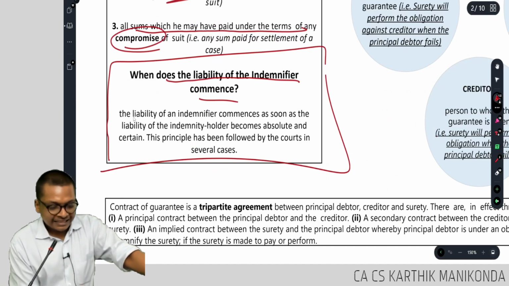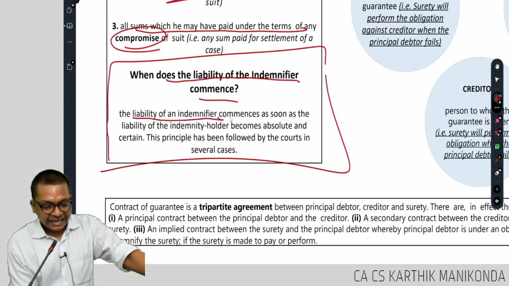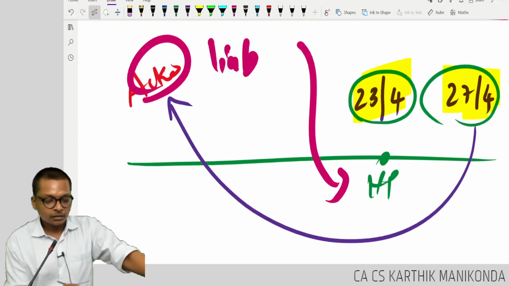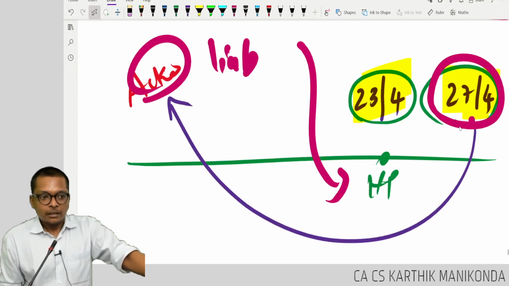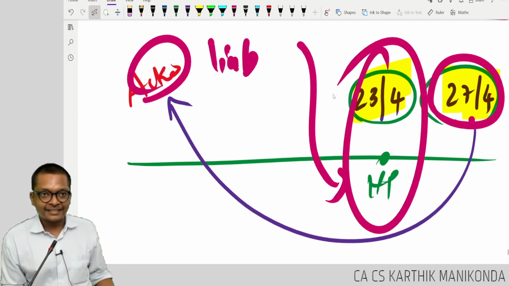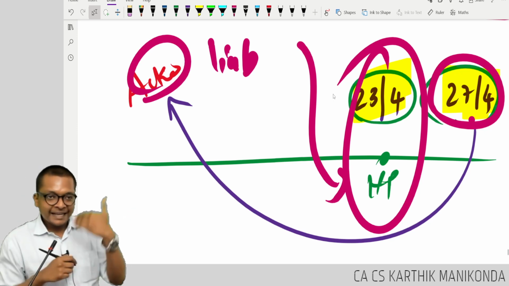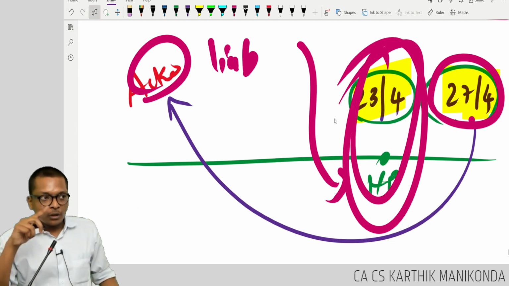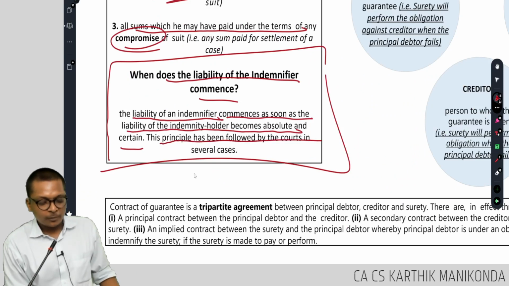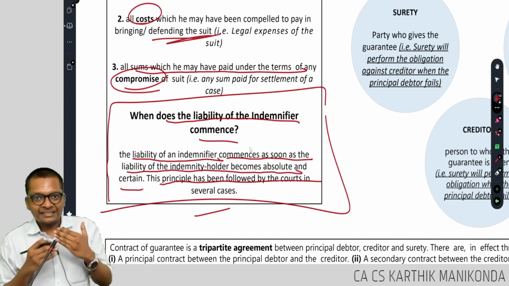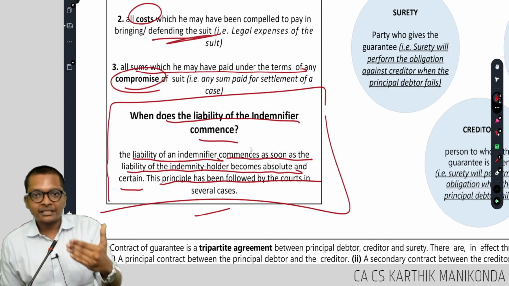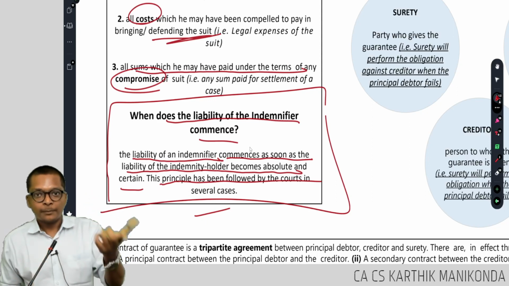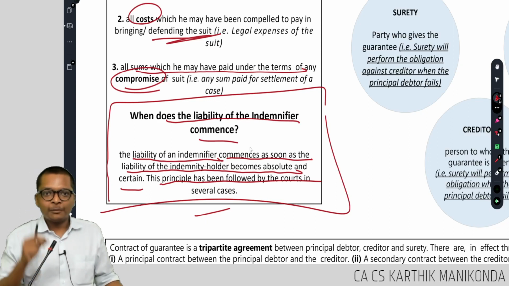Look at this. The liability of an indemnifier, ACO, commences as soon as the liability of the indemnity holder becomes absolute and certain. Meaning, I might have filed the case now, but my liability is certain on the day of the accident, 23rd April. I will pay late only, but when is the liability created? It is created and accrued on 23rd April itself, even though the claim was filed on a later date. This principle has been followed by courts in several cases. Why this principle? Because sometimes the claim filing might be delayed by 6 months, 1 year, within the time period. So the courts have said, you are paying late because he asked you later, but you were liable earlier itself. I gave Mahesh 100 rupees.